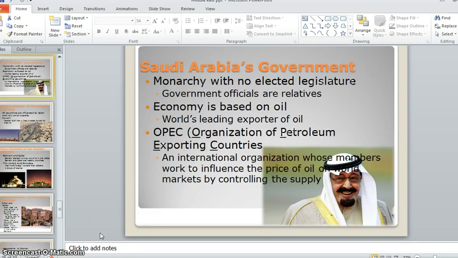But anyway, moving on. Saudi Arabia's government structure might be not what you think it is. They have a monarchy with no elected legislatures. The government officials are relatives. It's an old school, I guess, medieval style monarchy where you have the king is in charge. And the king is not elected.